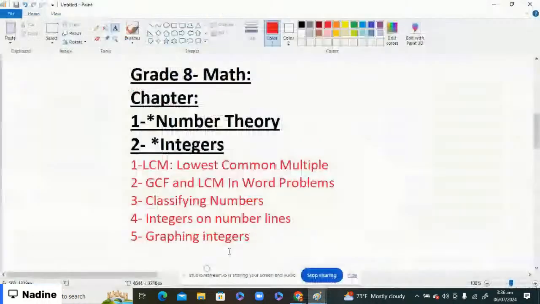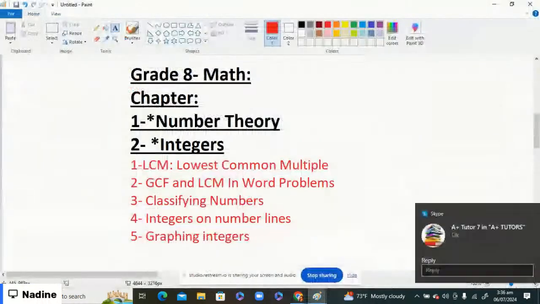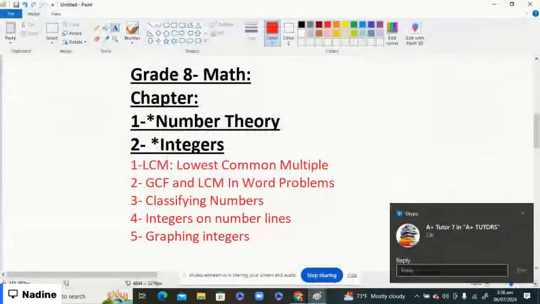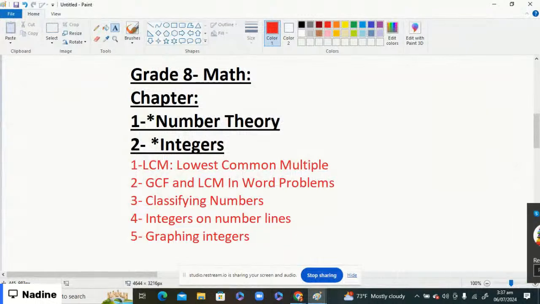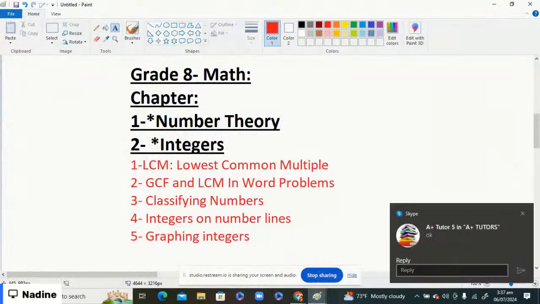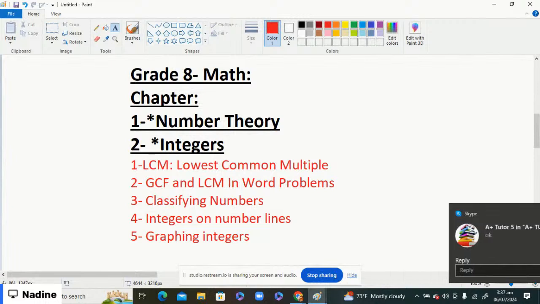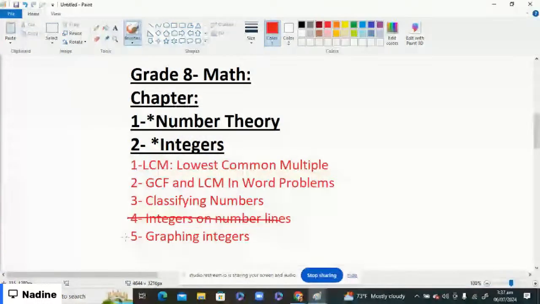Okay, here are the names of the lessons we covered today: lowest common multiples, GCF and LCM in word problems, and classifying numbers, which we already covered in the previous session. We are on GCF and LCM in word problems. Today we have not covered the integers. We are only covering these two now.